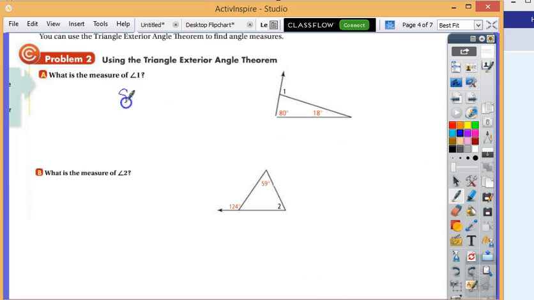So here's your work. 80, 18, add those together. 80 and 18 is 98. So the measure of angle 1 is equal to 98.